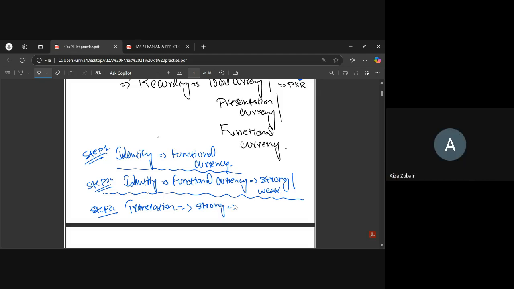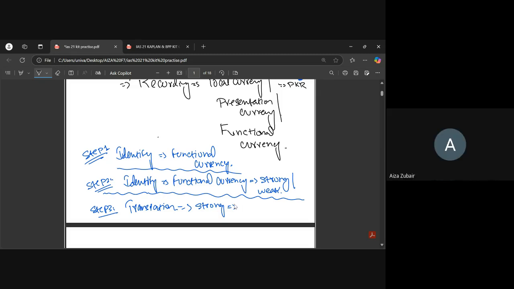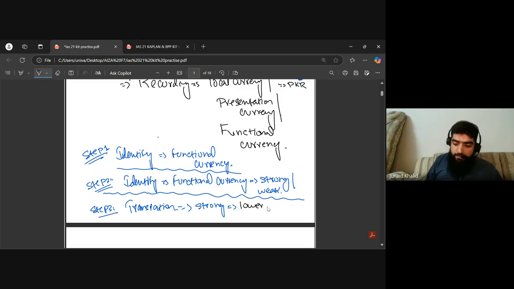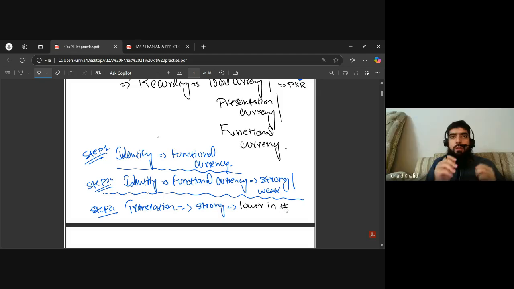Higher. Yes, it's going to be higher in number, right? No, it's lower in number. It's lower in number. Isn't the stronger number the higher one? No, basically the stronger means your functional currency is strong.